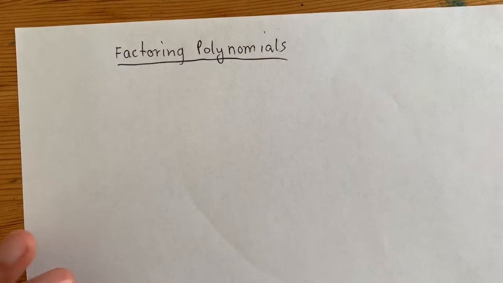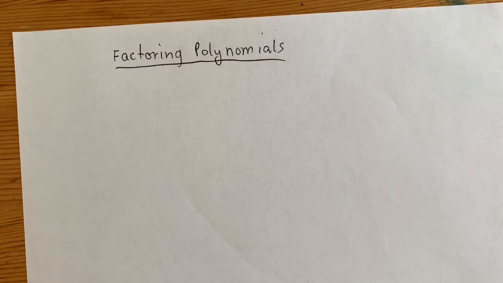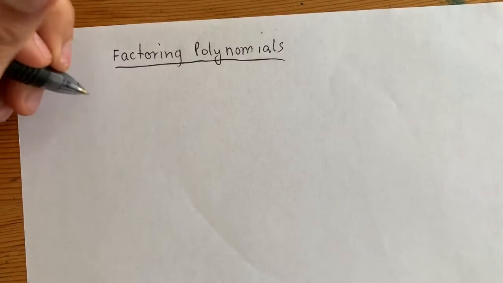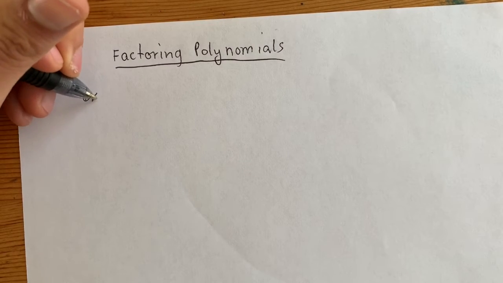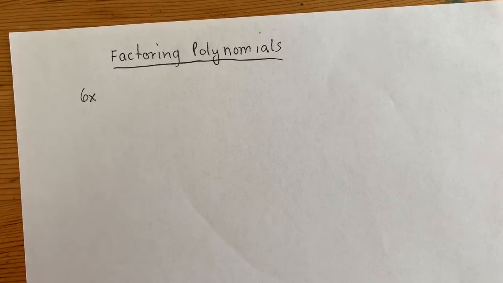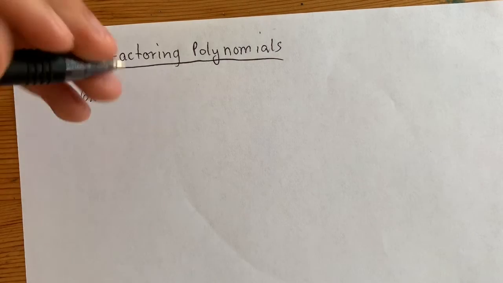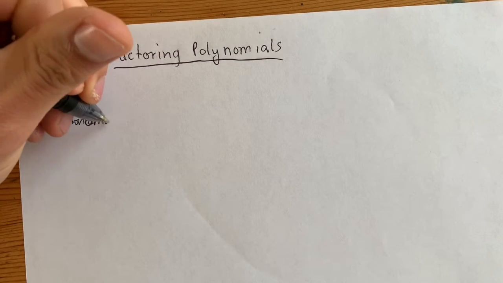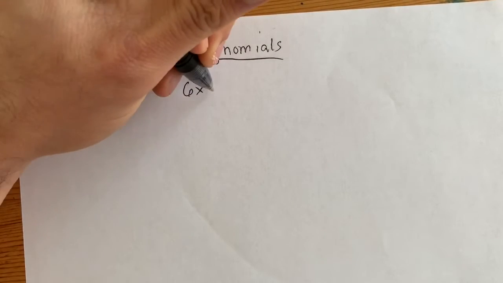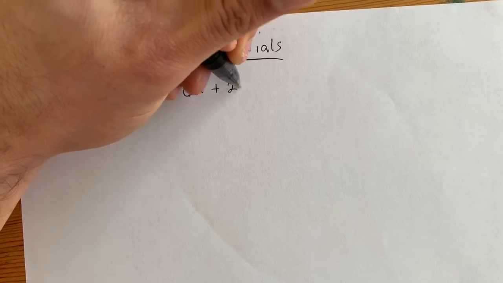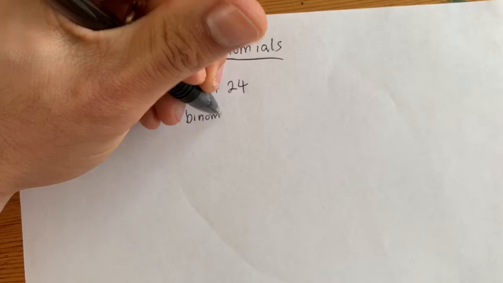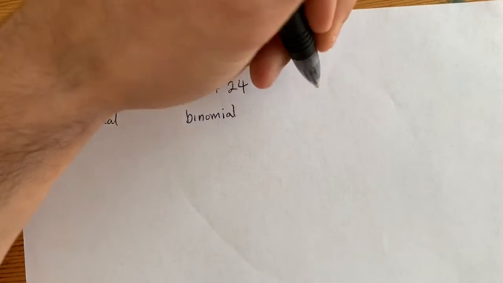All right, we are learning about factoring polynomials. So let's just explain again what a polynomial is. If I had just 6x, that would be a polynomial, but that would just be one term, so it'd be a monomial. If I put 6x and then plus something else here, then that would be a binomial. And so on and so forth.